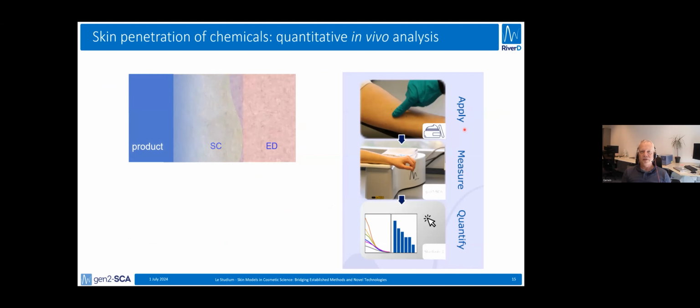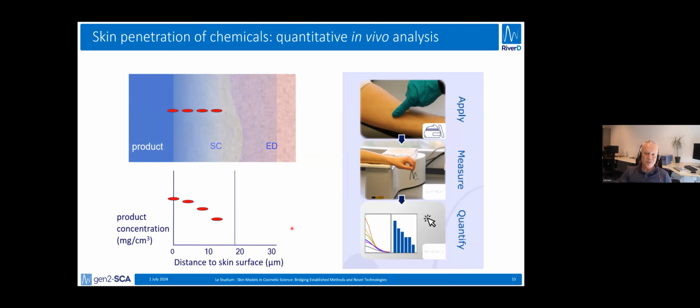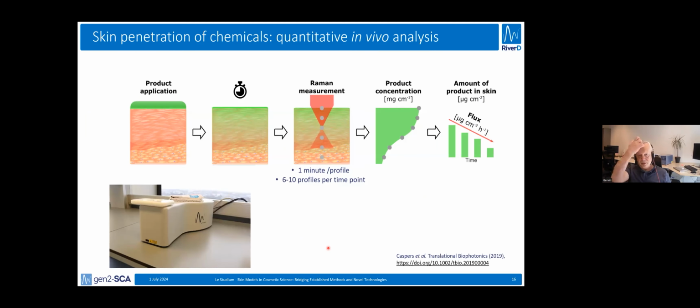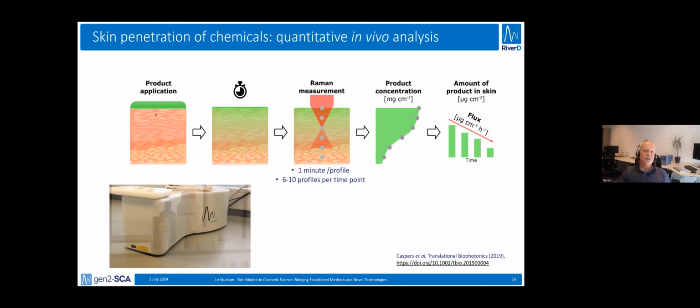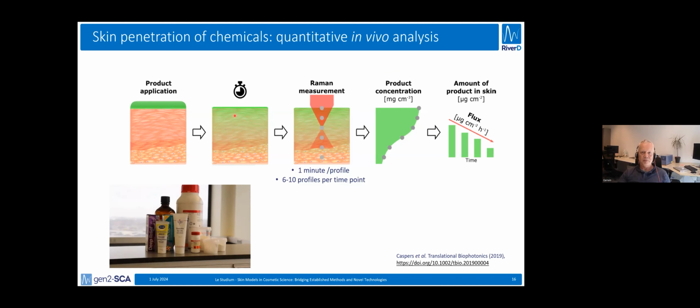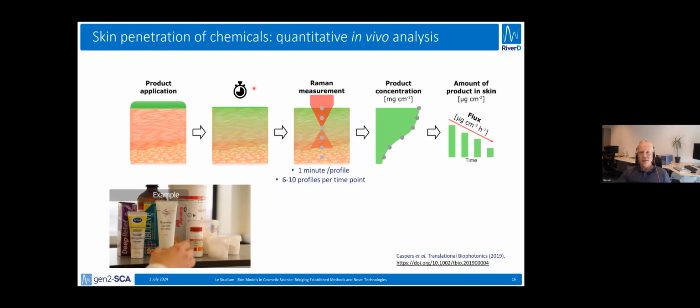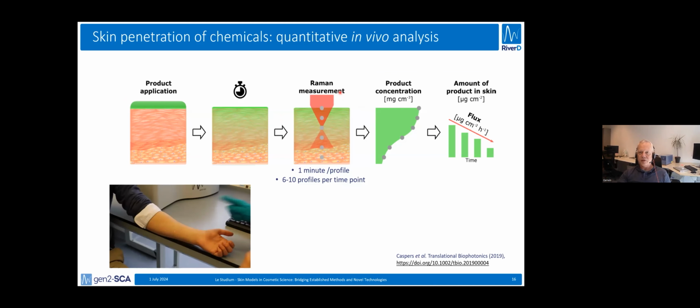Now, if you talk about skin penetration, so you apply something, and basically for Raman spectroscopy, the only thing that changes is if an active, for instance, penetrates into the skin, then you will not only detect the Raman signal of the intrinsic skin components, but also the Raman signal of the product penetrating into the skin. And this can be analyzed fully quantitatively. So you apply a product to the skin, you let it sit for the amount of time that you think is right, and then you start taking Raman measurements.